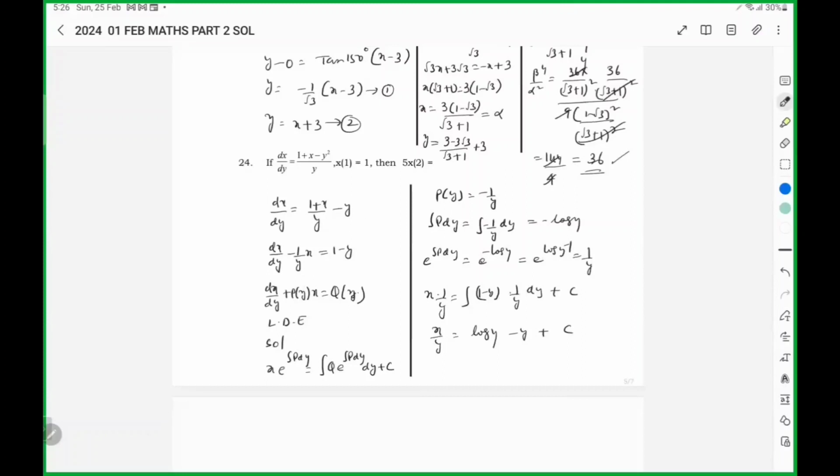Here it's 1 by y, sorry. So 1 by y minus 1 by y square. So x of y, when y is 1, x is 1. Integral 1 by y square is minus 1 by y. So c becomes 3.